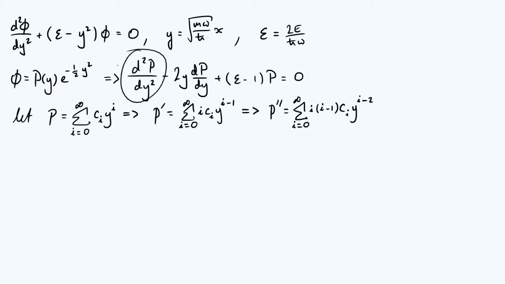But what about this d2p by dy squared? Well, notice that in the second derivative of p, its infinite series, the ith term is not proportional to y to the i, it's proportional to y to the i minus 2. So we're going to fix that little inconvenience by carefully relabeling our indices in our sum.